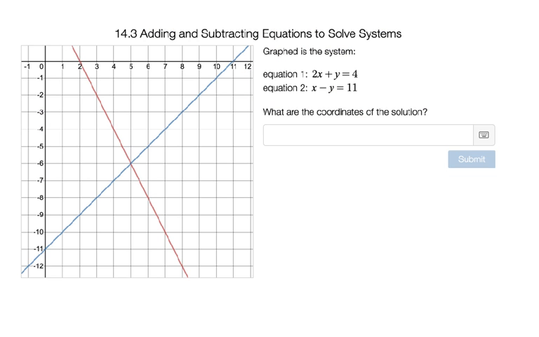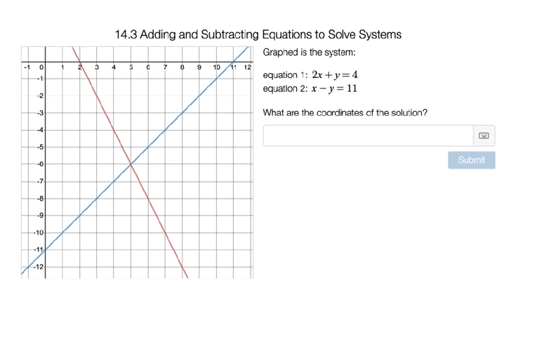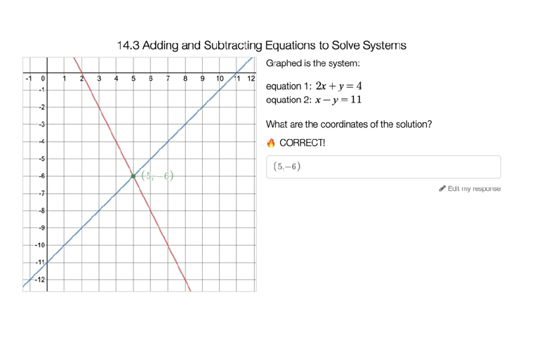All right, so now, next one. Same exact thing. Graphed is the system. What are the coordinates of the solution? Right here. What is that solution right there? Go ahead and write. So hopefully you wrote 5, -6. Bingo, we are correct.